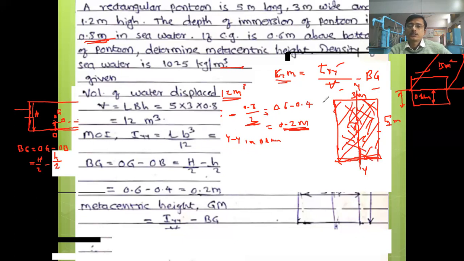So this is the length. The longer side is represented by the letter L, and the shorter side we can represent by the letter B. Now tell me what will be the formula for IYY? Longer side L, the side which is parallel to the axis, multiplied by the perpendicular side B, its cube, divided by 12, right? So this formula we have to use here.